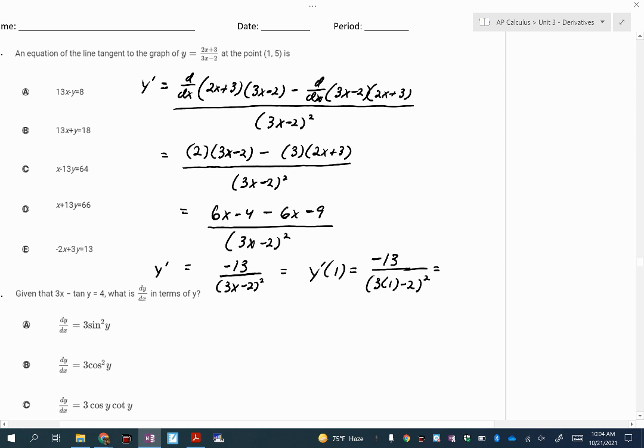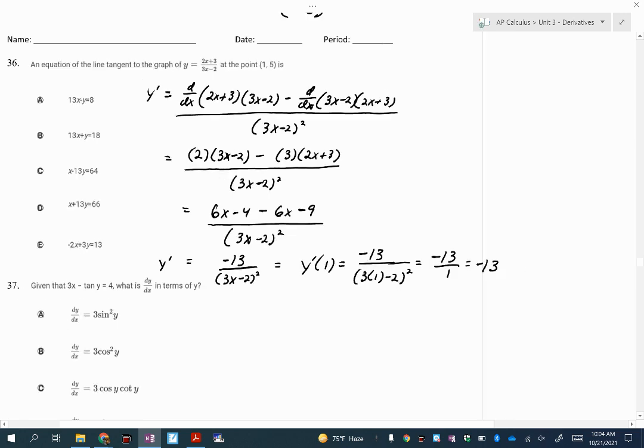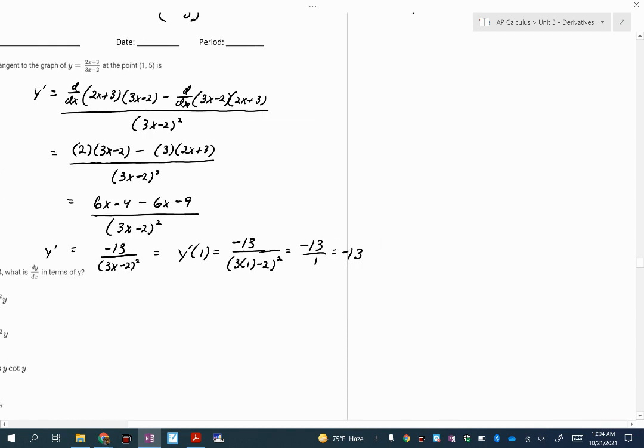So 3 times 1 is 3. 3 minus 2 is 1. 1 squared is 1. So -13 over 1, or -13, is the slope. Now we're ready for point slope form. So I'm going to do y minus 5 equals -13 times (x minus 1).